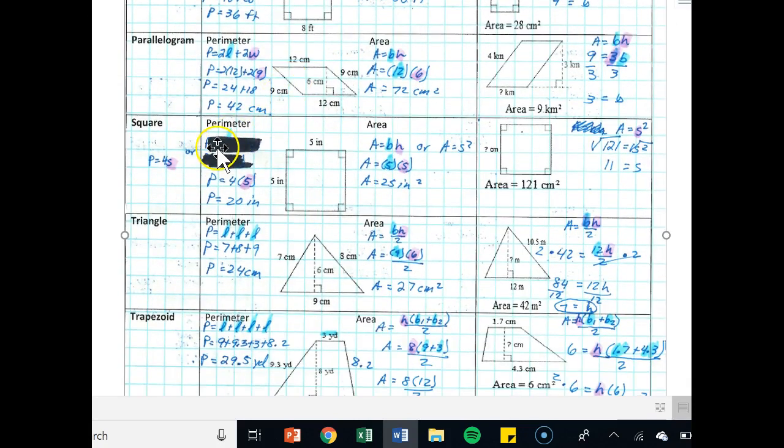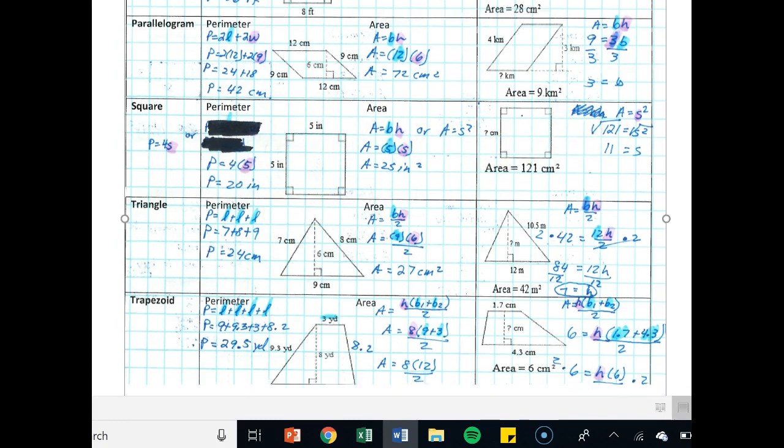For a square, notice we have P equals 2L plus 2W for most of these. For a square, since all the sides are the same, we can just use the perimeter P equals 4S. So I initially wrote P equals 2L plus 2W, crossed it off, and just said 4 times S, since every side is the same. So 4 times 5 gives me 20 inches. You can use base times height, 5 times 5 equals 25 inches squared, or you could use S squared since the sides are the same, right? So 5 times 5 will still give you 25.